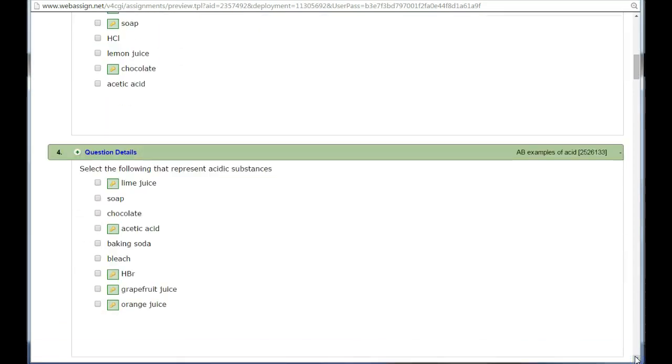The next question, which of the following of these is or are acidic substances? Well, lime juice is acidic. Soap is basic. Chocolate is basic. Acetic acid, duh, an acid's an acid. Baking soda is basic. Bleach is basic. HBr is an acid. Grapefruit juice is acidic. And orange juice is acidic.